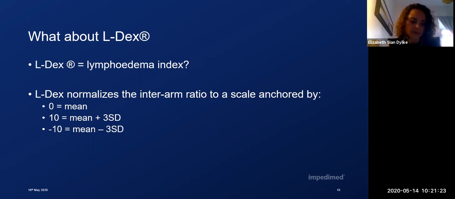The L-Dex score therefore takes an interarm ratio and anchors it to a more user-friendly scale, with the mean being a 0 and the mean plus 3 standard deviations that we just looked at being a simple score of 10. The L-Dex scale still accounts for limb dominance. An L-Dex of 10 for a dominant affected arm is different than an L-Dex of 10 for a non-dominant affected arm.